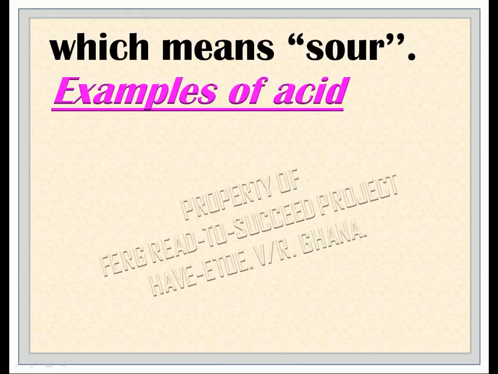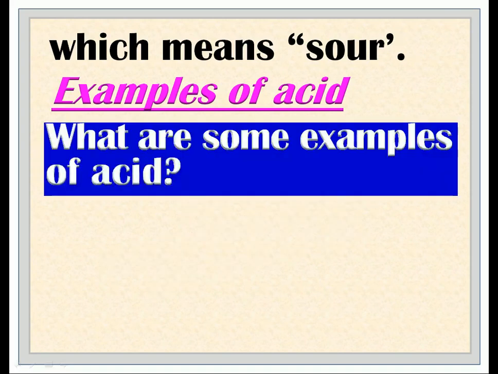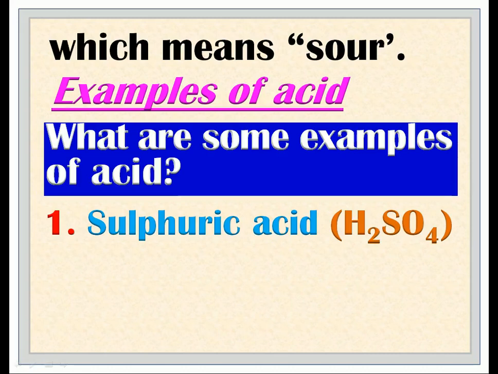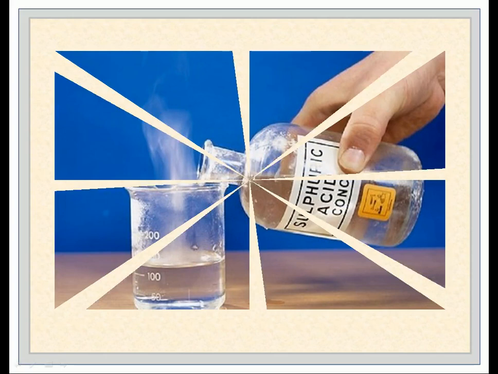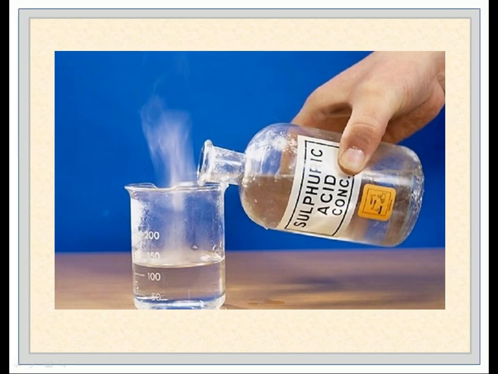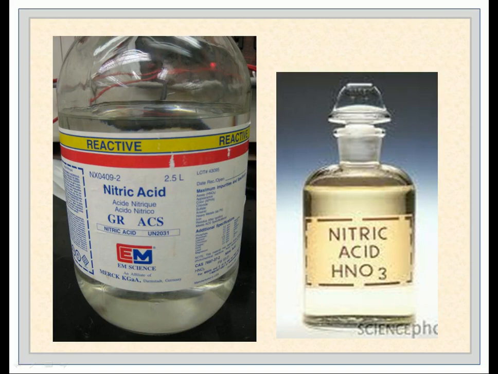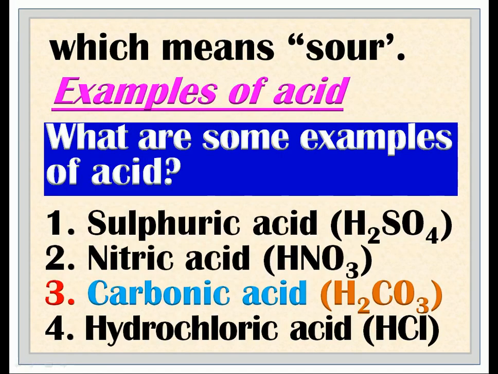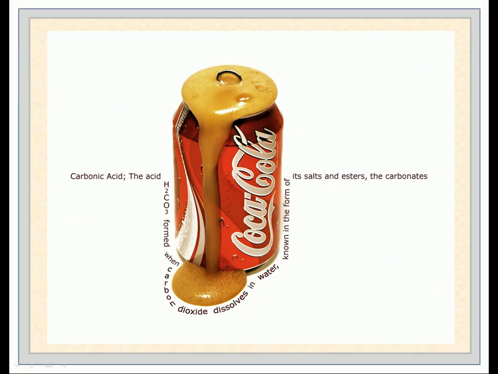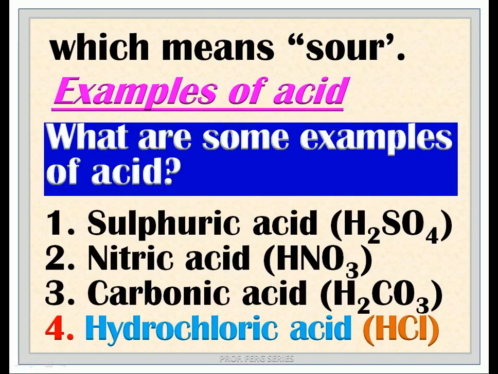Examples of acid. What are some examples of acid? 1. Sulfuric acid. 2. Nitric acid. 3. Carbonic acid. 4. Hydrochloric acid.